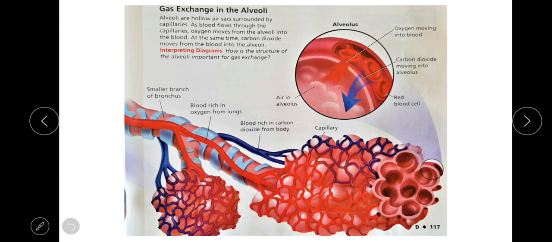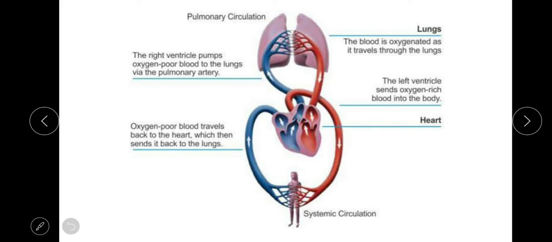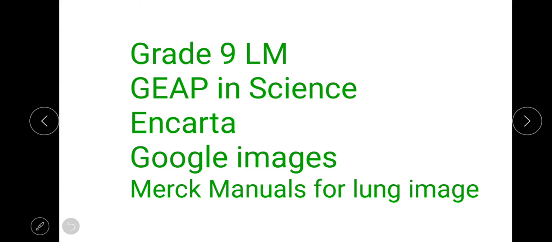This is just the image of alveoli that is surrounded by capillary network. And then this is the analogy or the simple layout for the passageway of oxygen and carbon dioxide in our body. The two kinds of circulation, we have the pulmonary circulation and systemic circulation, but there is also the third one, which is the coronary circulation.